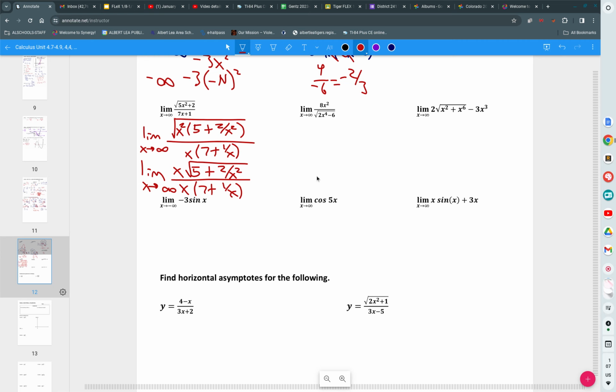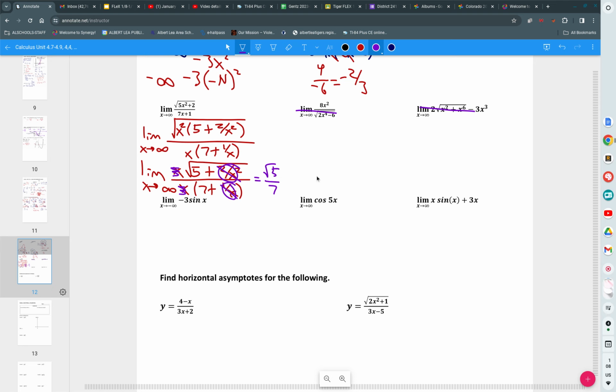Now the problem becomes pretty straightforward and simple. Notice that the 2 over x squared and the 1 over x go away. Notice that the x's go away. And you're left with the square root of 5 over 7. For the sake of time, we are not going to do this one or this one.